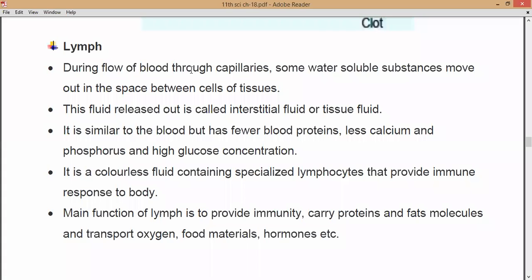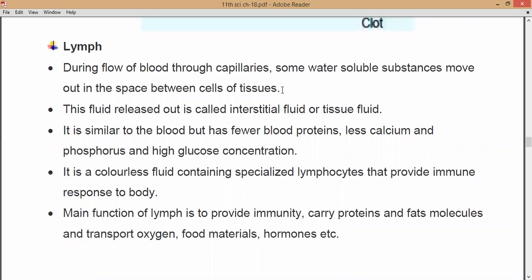During the flow of blood through capillaries, some water soluble substances move out into the space between the cells of tissue. The lymph is also known as tissue fluid, right? That is, whatever intercellular spaces are present between the tissues contain a fluid which is known as the lymph. During the flow of the blood through the capillaries, some of the water soluble substances move out of the capillaries and enter into the tissue fluid which is known as lymph. So this fluid released out is called interstitial fluid or the tissue fluid.